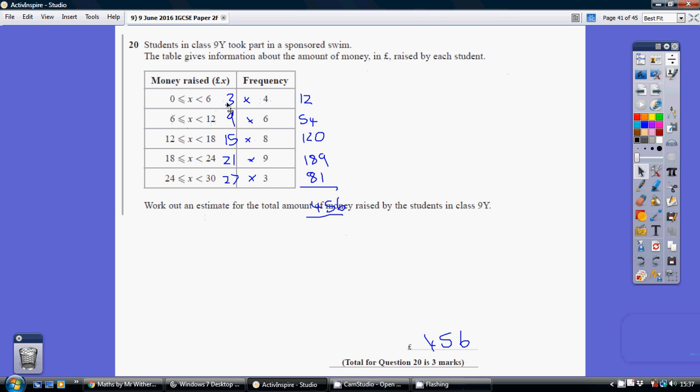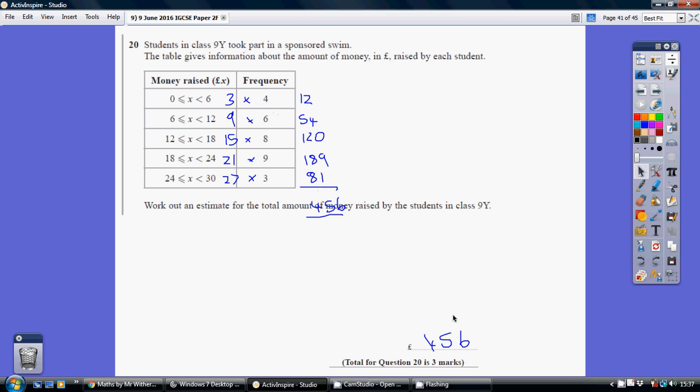So from then onwards we're just going to assume this is exactly the amount of money earned by the various students. So we're going to assume 4 students earned exactly £3, 6 students earned exactly £9 and so on. So how much money was earned by these 4 students in total? Well, that's 4 lots of £3, which is £12, and then 6 lots of £9, which is £54, and so on.